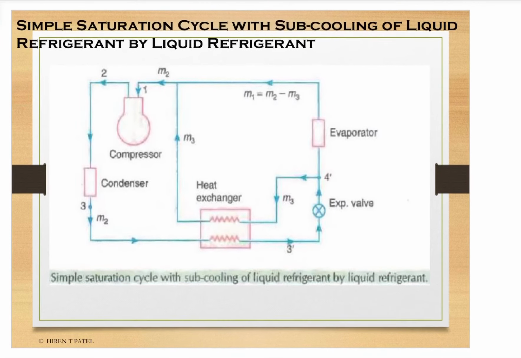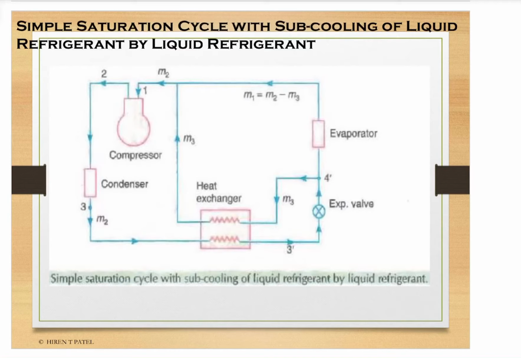Now, next one is subcooling of liquid refrigerant by liquid refrigerant. This is the modification of the last system. In the last system, we are subcooling the liquid refrigerant by vapor refrigerant, but in this case we are subcooling the liquid refrigerant by the liquid refrigerant. So, the heat exchanger is placed between condenser and expansion valve, and after the expansion valve here at 4 dash point, some of the liquid refrigerant is bled and that is transferred to the heat exchanger.